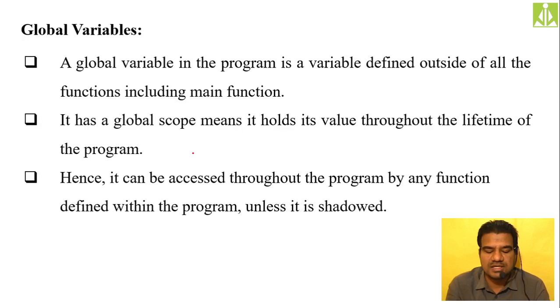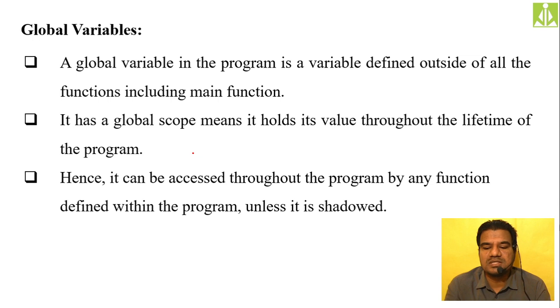So now we have to discuss the second type of variable scope, that is global variables. A global variable in the program is a variable defined outside of all the functions, including the main function. We don't make such variables local to any function or any block of a function. Simply we declare them outside of all the functions, including the main function. It has a global scope.